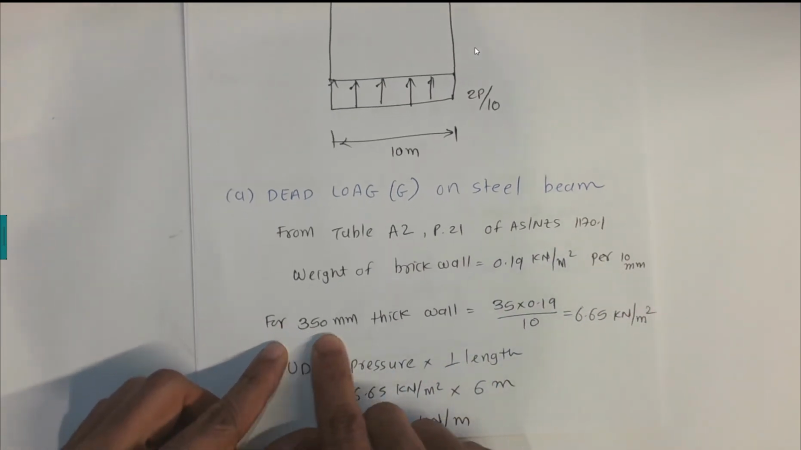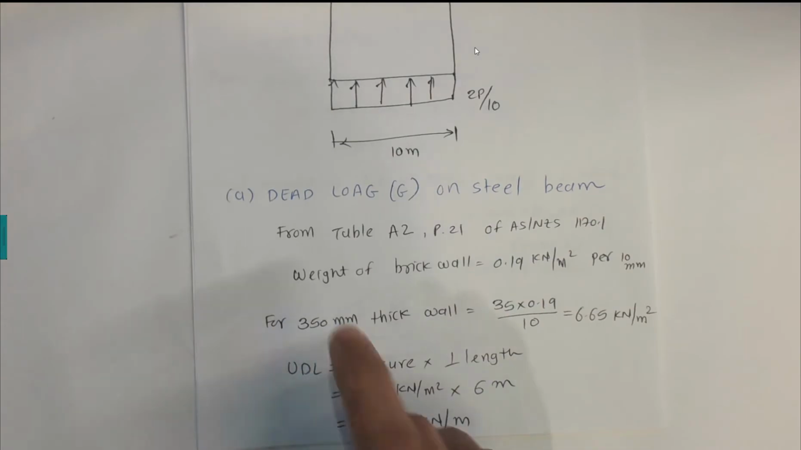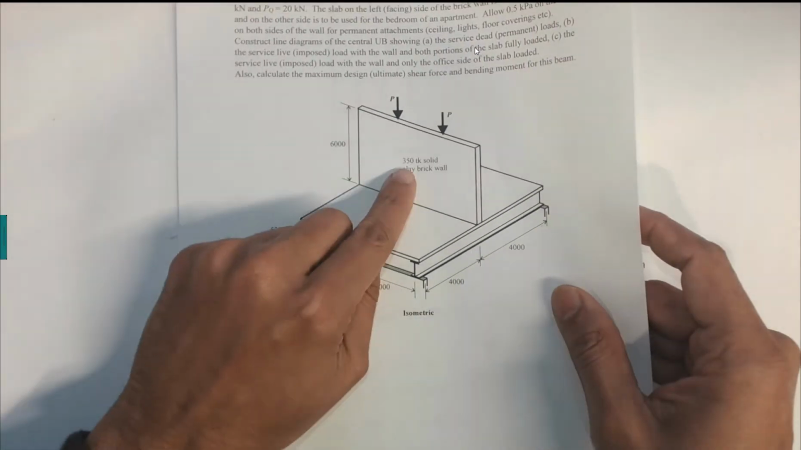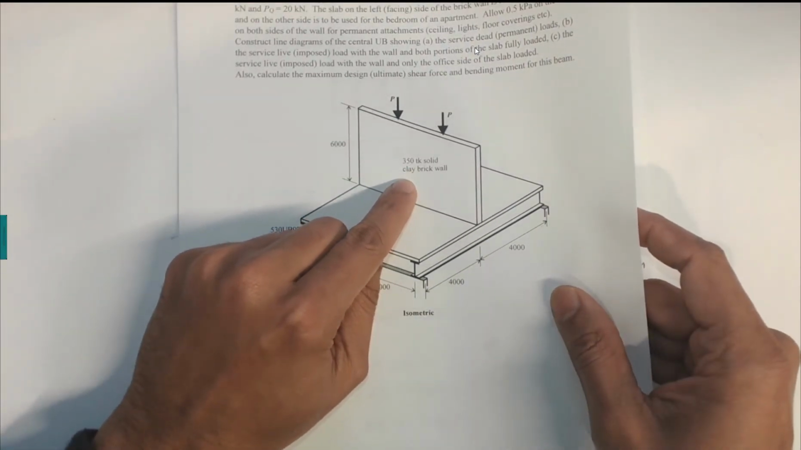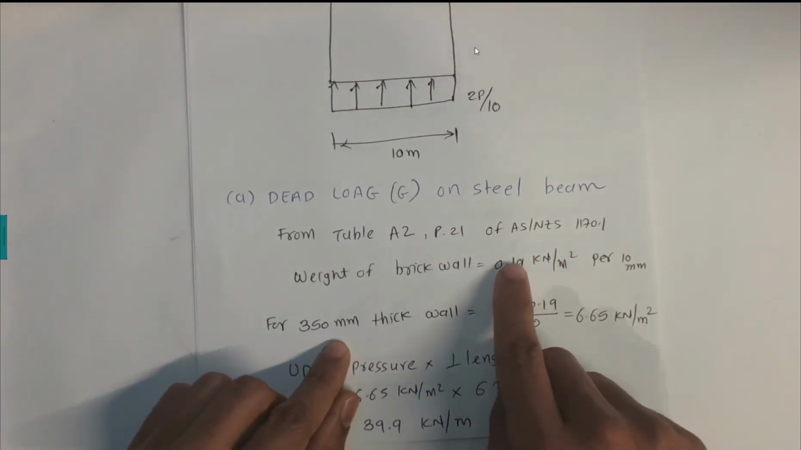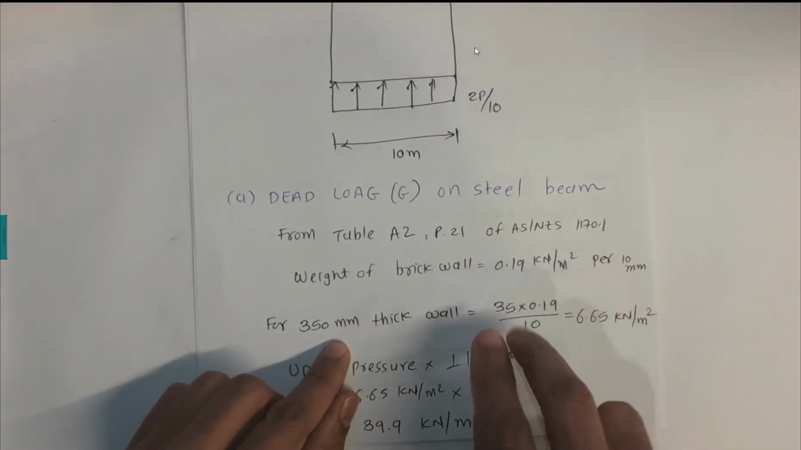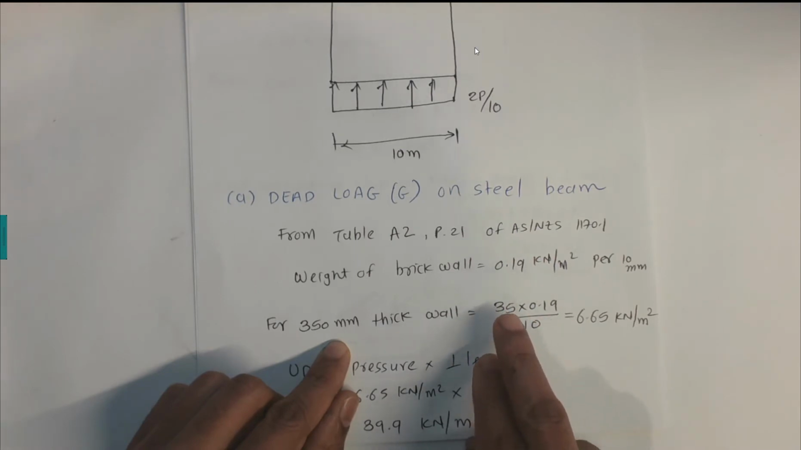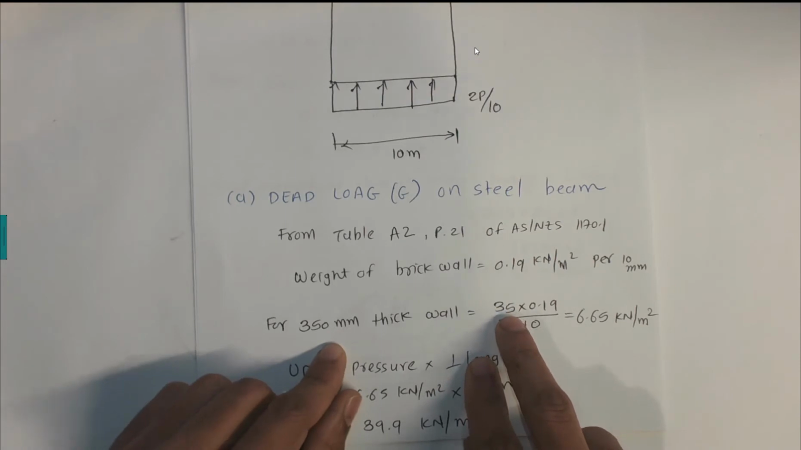Now the thickness of the brick wall is 350 millimeters, as I can show it here. The thickness of the brick wall is 350 millimeters. Now we need to convert. We know the value for 10 millimeters, right? So if I would like to convert it for 350 millimeters, we need to multiply this one.